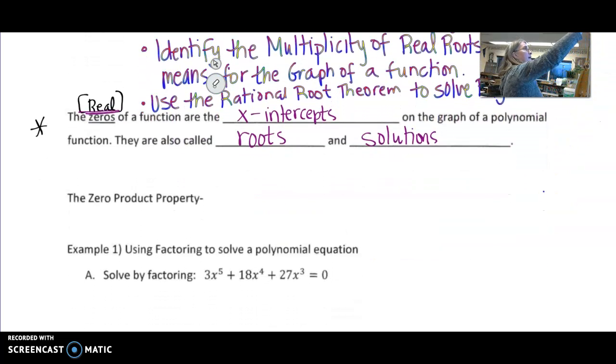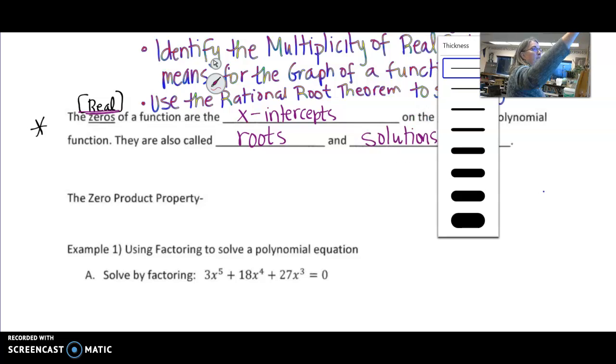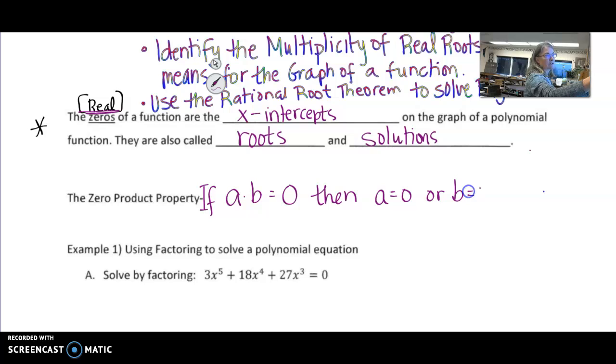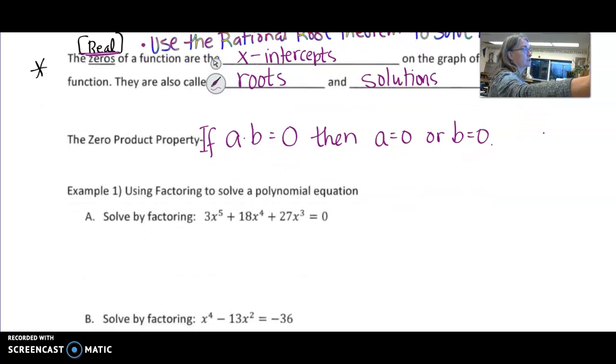The zero product property. What the zero product property says, and again, we've gone through this before, is that if you have two things multiplied together and you end up with it equaling 0, so if a times b equals 0, then either a equals 0 or b equals 0. So if either factor is 0, the whole outcome will become 0. And we're going to use that when we solve quadratics by factoring.